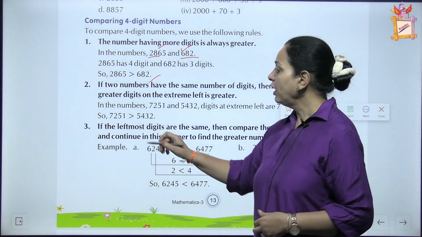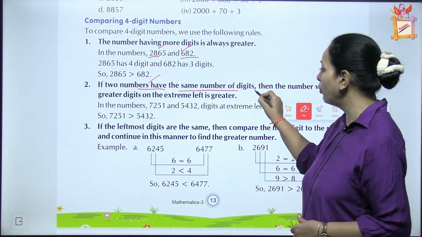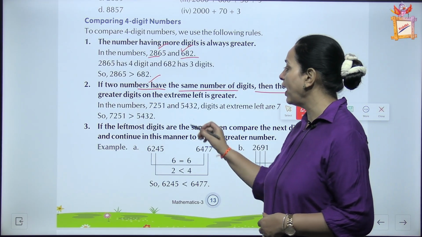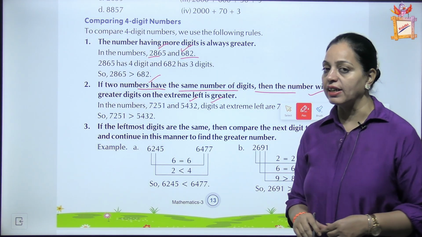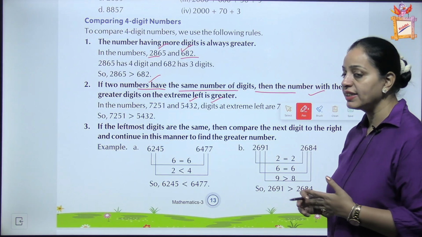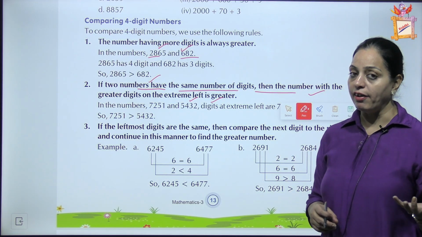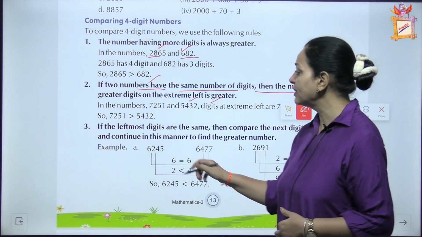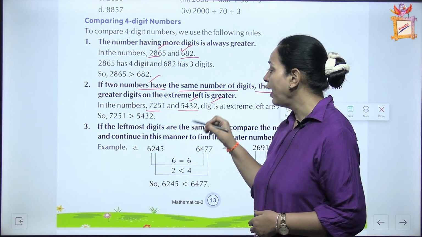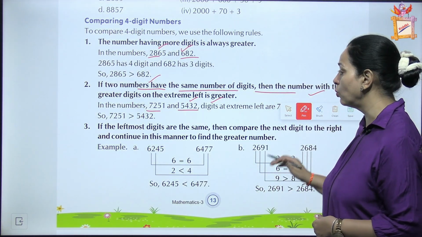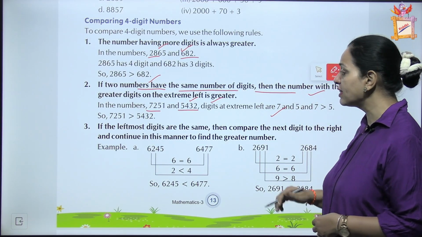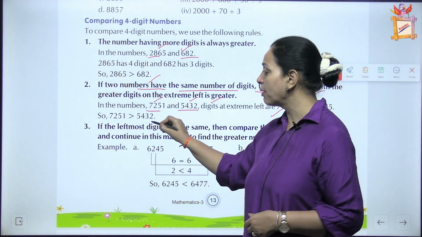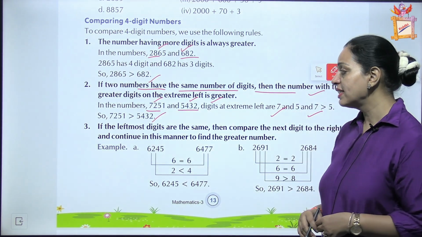The second one, if two numbers have the same number of digits, then the number with the greater digit on the extreme left is greater. अब अगर number of digits same है, then extreme left digit जो ज़्यादा बड़ा होगा वो number बड़ा होगा. See like 7251 and 5432. So digits at extreme left are 7 and 5. So 7 is greater than 5. That's why the first number is greater than the second.